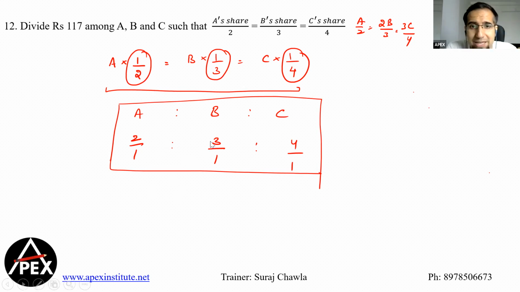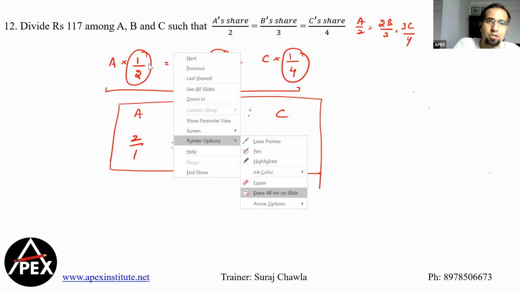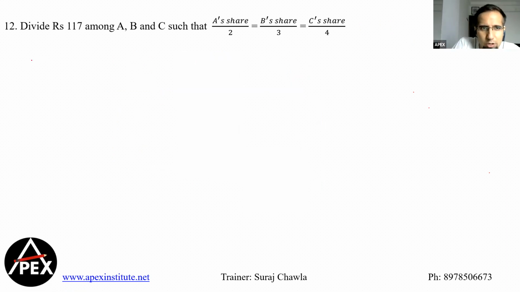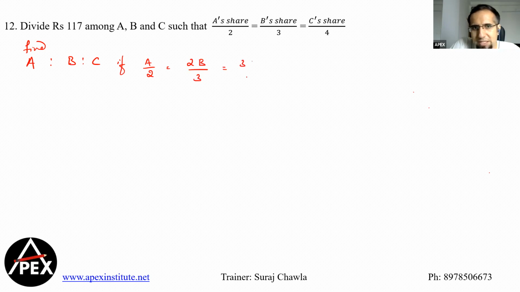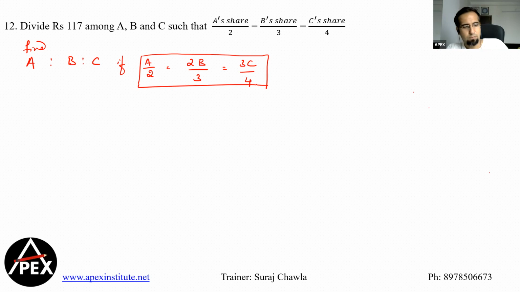So let me give you an application here. The question is, find A is to B is to C if A by 2 is equal to 2B by 3 is equal to 3C by 4. And I want A is to B is to C in simplified form, not in fractional form.